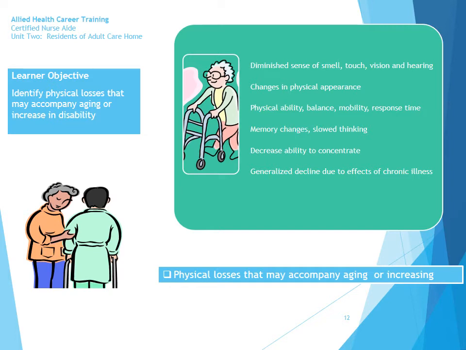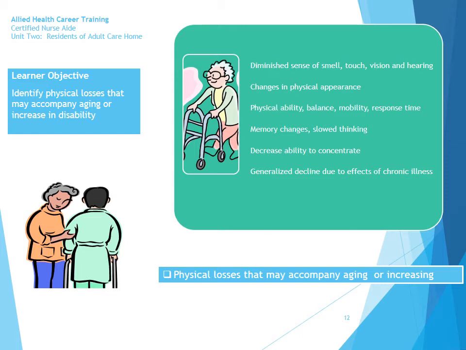So they might feel like, if they trip over the cord that they didn't see, then their response time to try to put their hands out to break the fall might be decreased. So they might land on their face on the floor rather than landing on their hands.